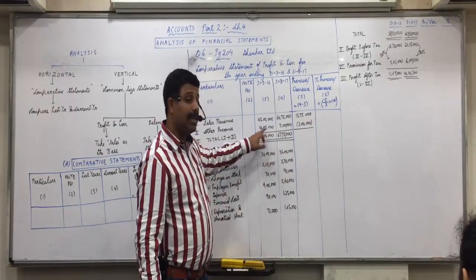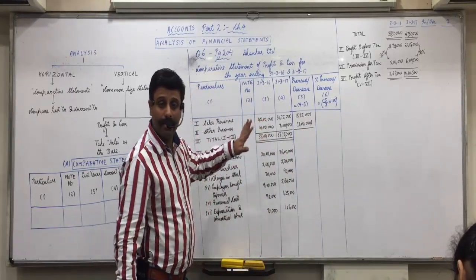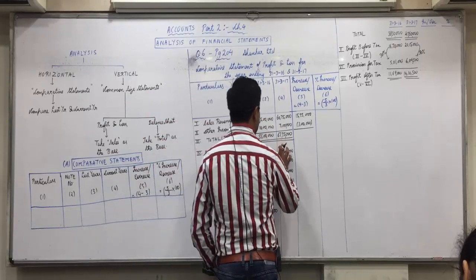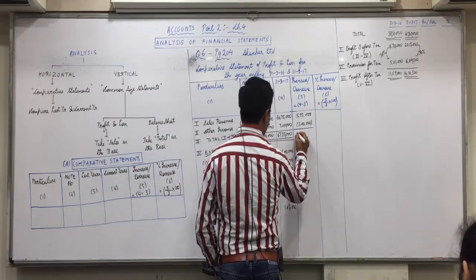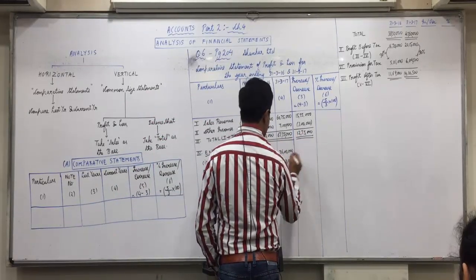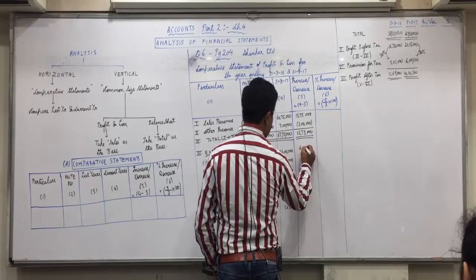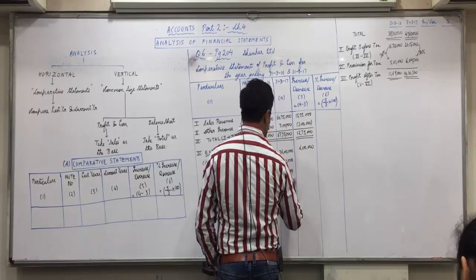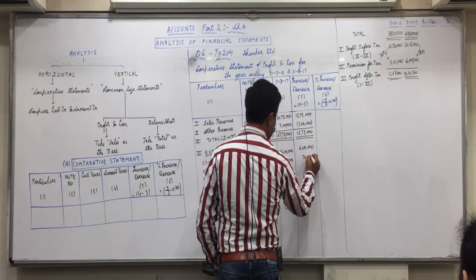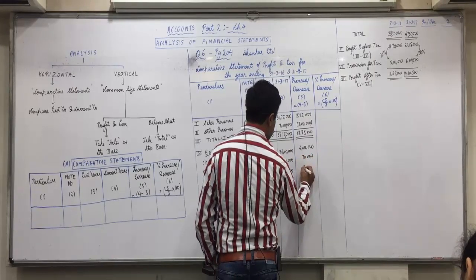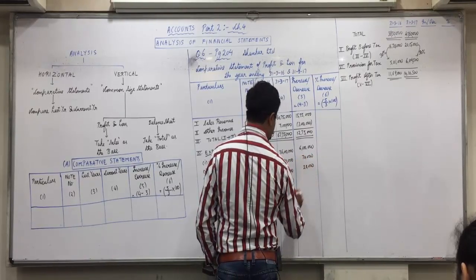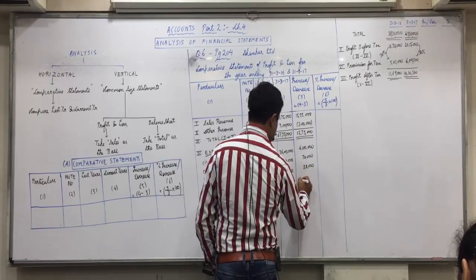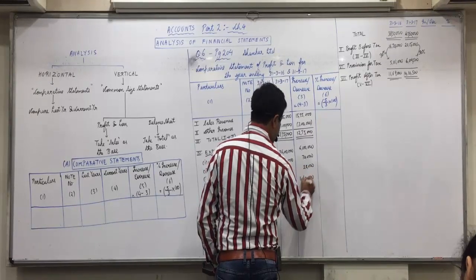7 lakhs minus 10 lakhs, minus 3 lakhs, so write it in bracket. 67,75,000 minus 55 lakhs, 12 lakhs 75,000. 36 lakhs minus 30 lakhs, 6 lakhs. 2 lakhs 70,000 minus 2 lakhs, 70,000. 90,000 minus 70,000, 20,000. 5 lakhs 60,000 minus 4 lakhs, 1 lakh 60,000.